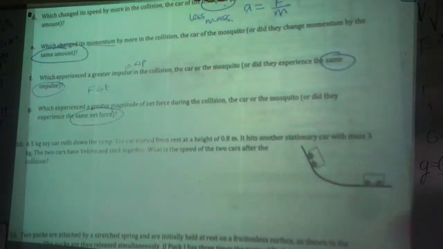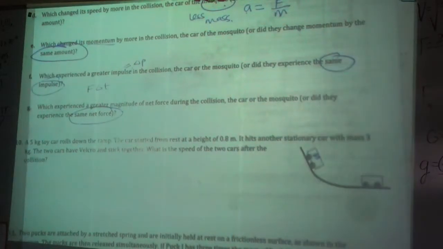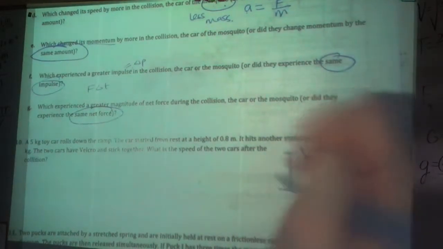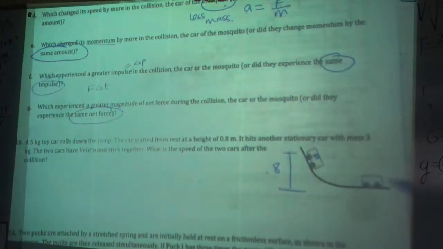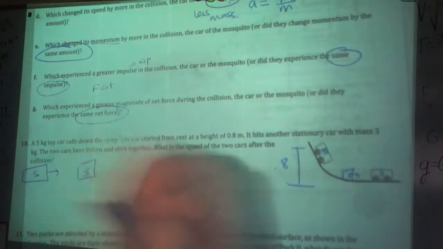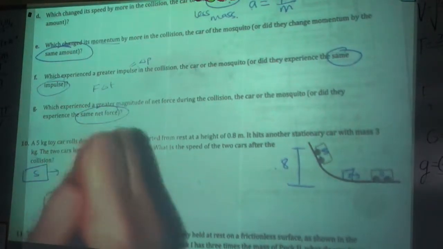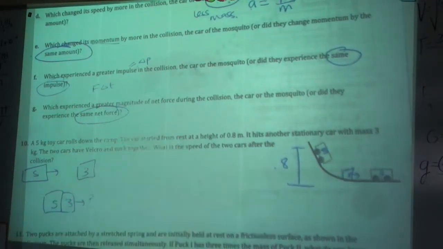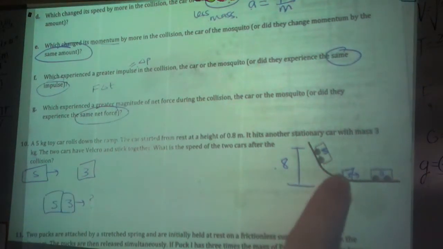A 5 kilogram toy car rolls down the ramp. It starts from rest at a height of 0.8 and it hits another stationary car with a mass of 3 kilograms. So when this one comes down, it's going to hit this 3 kilogram car. So basically, we've got a 5 coming in at some velocity, hitting a 3, and then they have Velcro and they stick together, and I want to know the velocity after. Well, in order to find the velocity after, I need to find the velocity of the 5 kilogram when it comes down to this level surface.